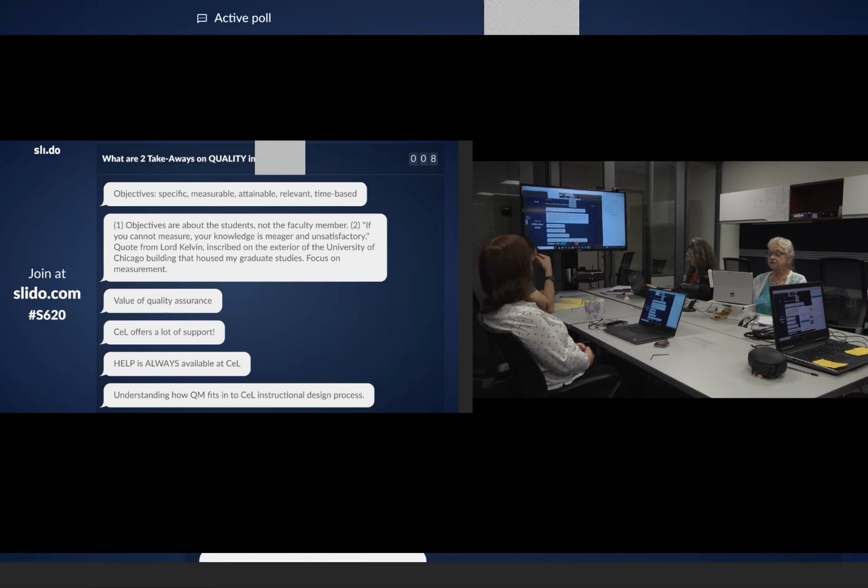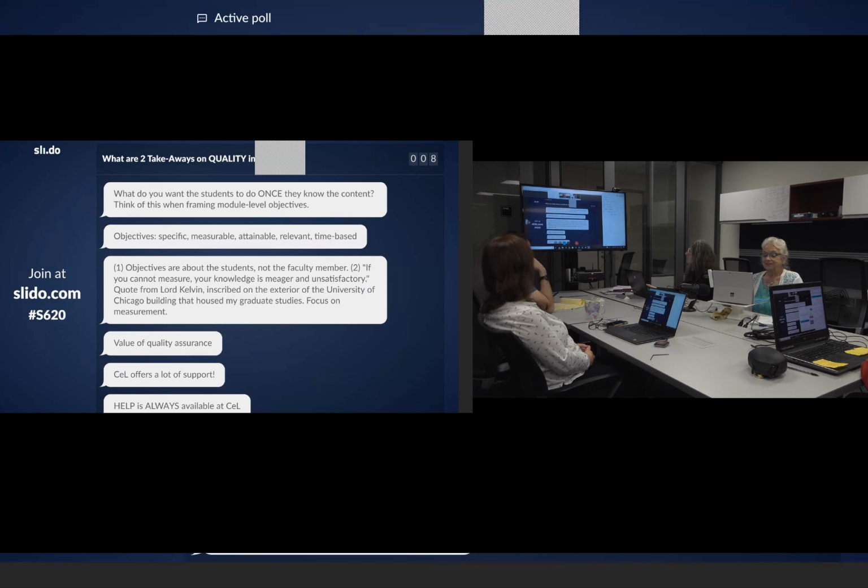Objectives are about the students, not the faculty member. Chris said model objectives, not objectives. Backwards design, I second that. Yep, absolutely. All right, some really good solid takeaways, and we truly appreciate that.